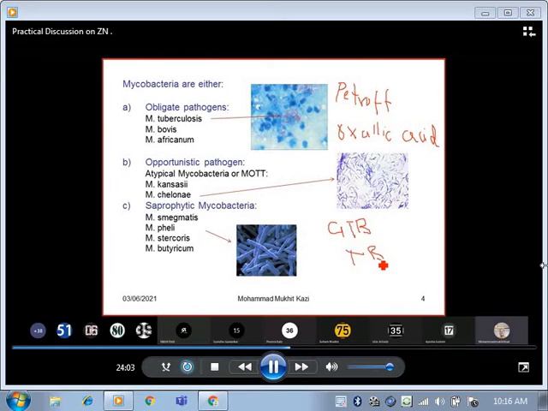You also should know the different classes of mycobacteria, like obligate pathogens. Obligate pathogens means they are intracellular and are known to cause diseases like tuberculosis: Mycobacterium tuberculosis, Mycobacterium bovis, Mycobacterium africanum. And there are certain mycobacteria which are referred to as opportunistic pathogens. Why do we call it an opportunistic pathogen? Because they themselves are not obligate pathogens.